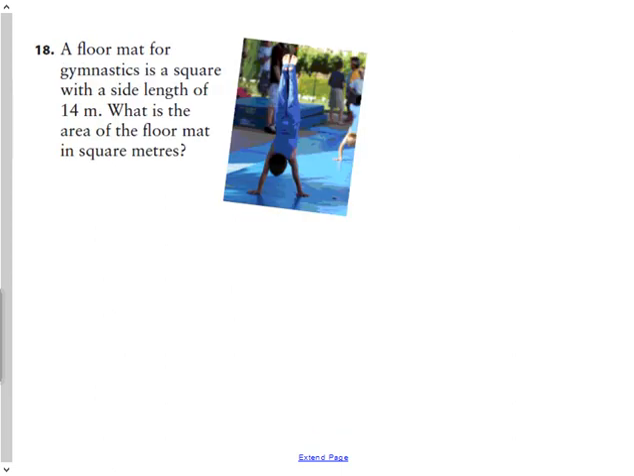A floor mat for gymnastics is a square with a side length of 14. So once you have it drawn, you put your 14 on. So it's a 14 meter by 14 meter mat. And what is the area of the floor mat in meters? So obviously, if I just drew the picture, I can do 14 times 14, which is 196. And I get the area is 196.